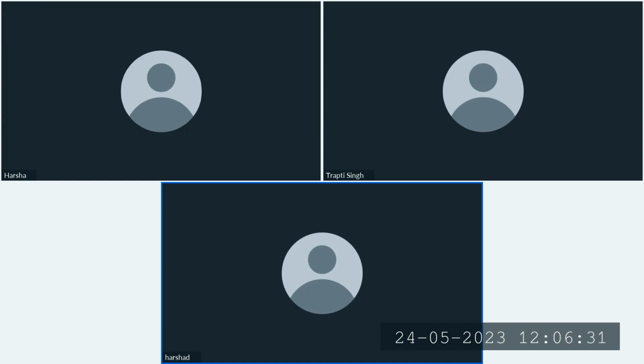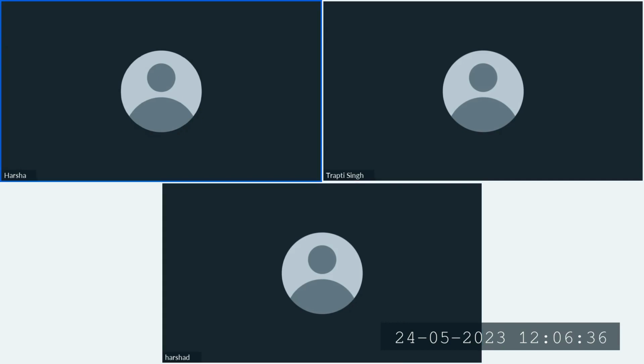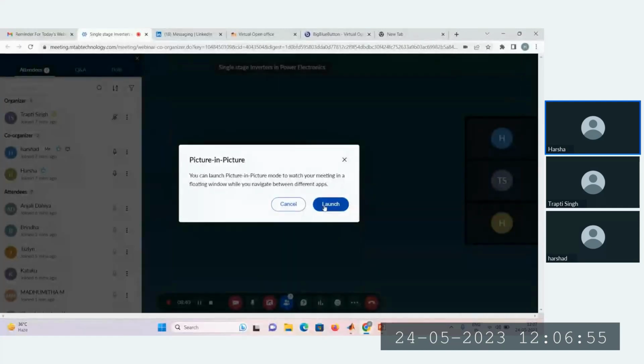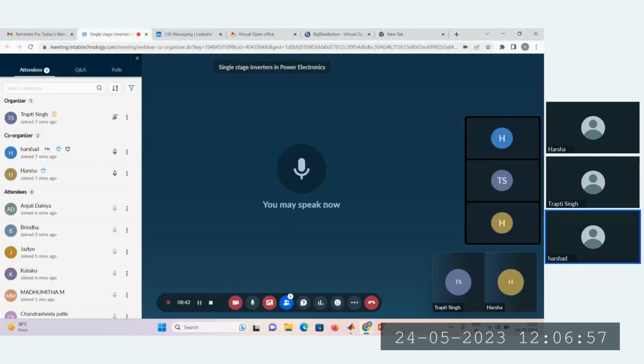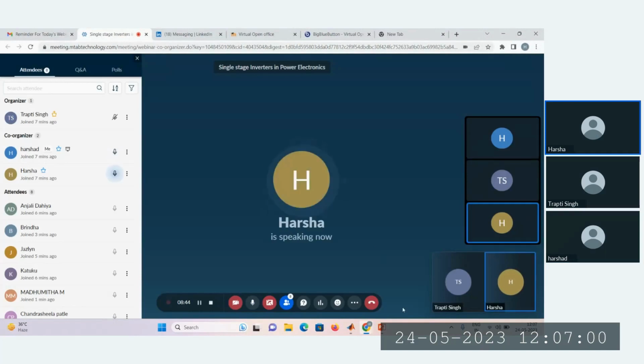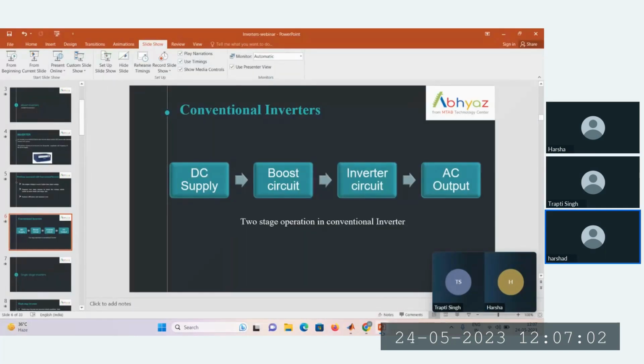This is the block diagram representation of a conventional inverter for obtaining a higher output voltage. Harshad, your screen is not visible. Is it visible now, ma'am? Yes, now it's visible. Can I start from first again? Yes, after inverter you can start.